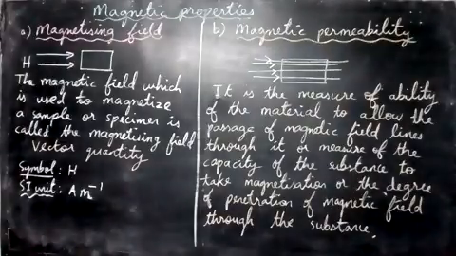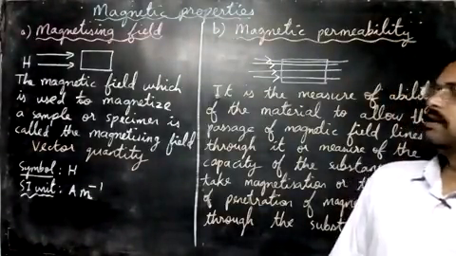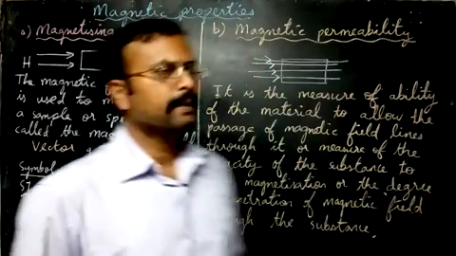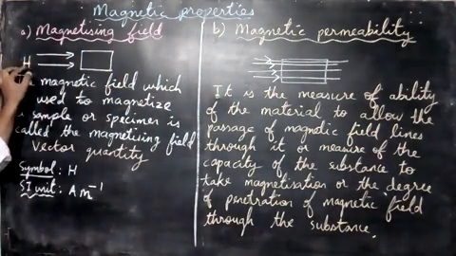Let us now study some of the important magnetic properties of materials. So let's go one by one. The first property is magnetizing field. Magnetizing field is given by H.